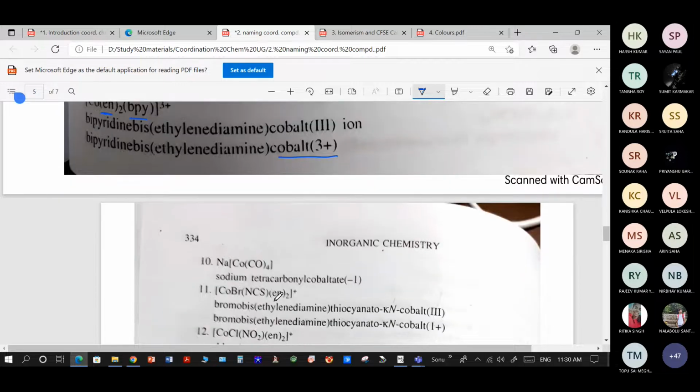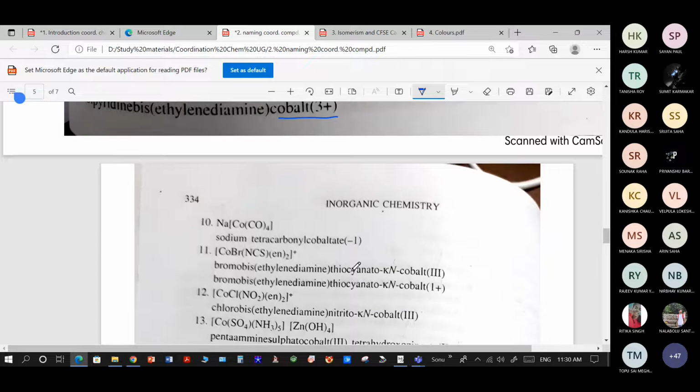So that is the thing. So here sodium and then tetracarbonyl cobaltate, and then 1 minus charge is there. It's written. You see there is the variation. Here cobaltate, and then it just mentions the ultimate charge of that whole compound. But if you try to write it again here also, you see here cobalt is -1 charge. So you can write down in Roman form. So cobalt -1.